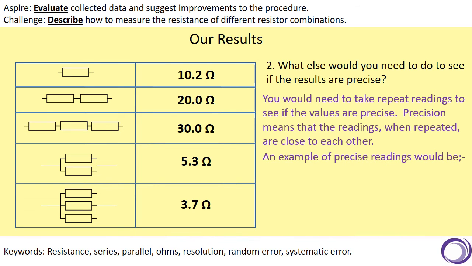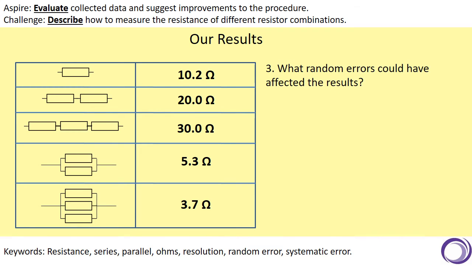I'll give you an example of some precise readings. It could be 20.0 ohms, and then I do it again, and I get 19.9. I do it again, and I get 20.0. I do it again, I get 20.1, and again I do 20.0. So I can tell that those are precise because they're very close to each other, and the closer they are, the more precise they are.